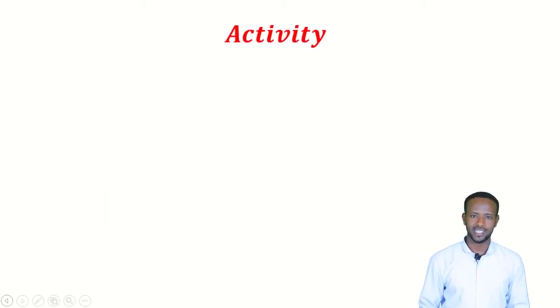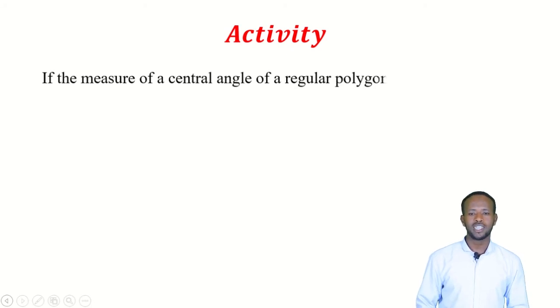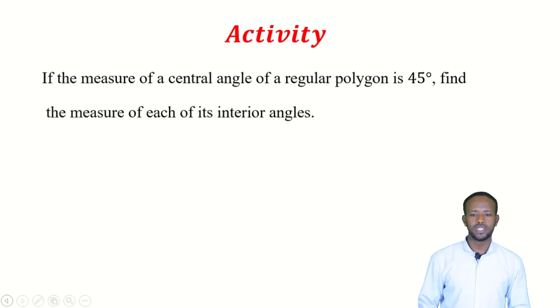This is your turn. Try to do. The more you try, the more you understand, by the way. If the measure of a central angle of a regular polygon is 45 degree, find the measure of each of its interior angles.